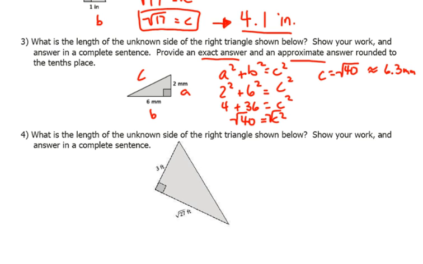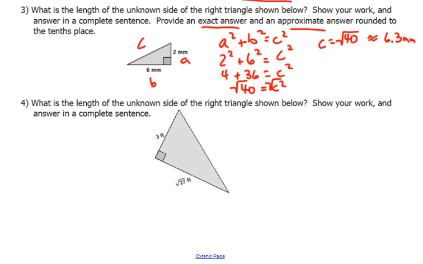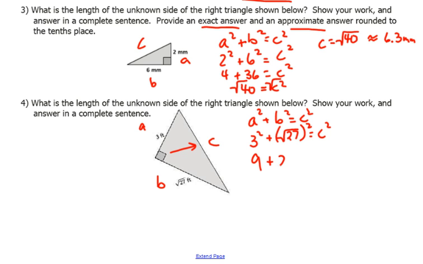Number 4, what is the length of the unknown side of the triangle shown below? So this is C, it's across from the right angle, A and B. The difference from what we did before with the Pythagorean theorem and now is we have square roots in the problem, besides just in the answer. The square root of 27 squared plus 3 squared equals C squared. 3 squared is 9, the square root of 27 squared is just 27.